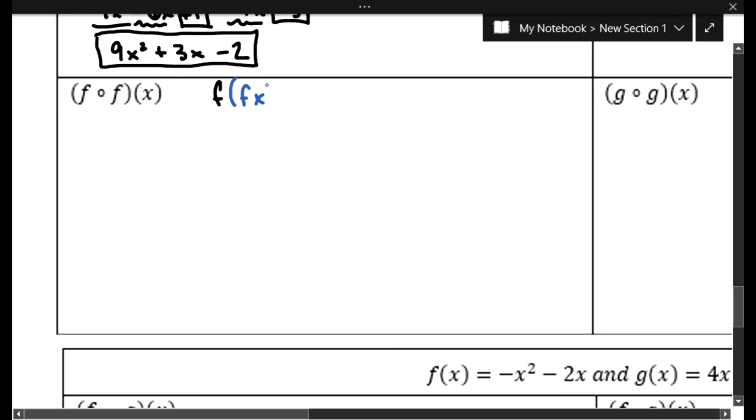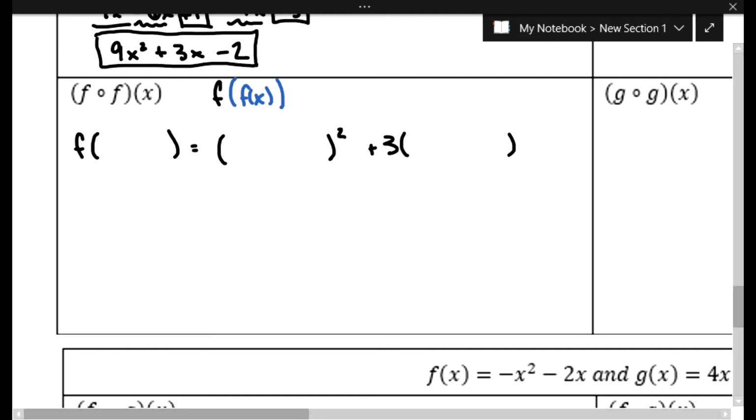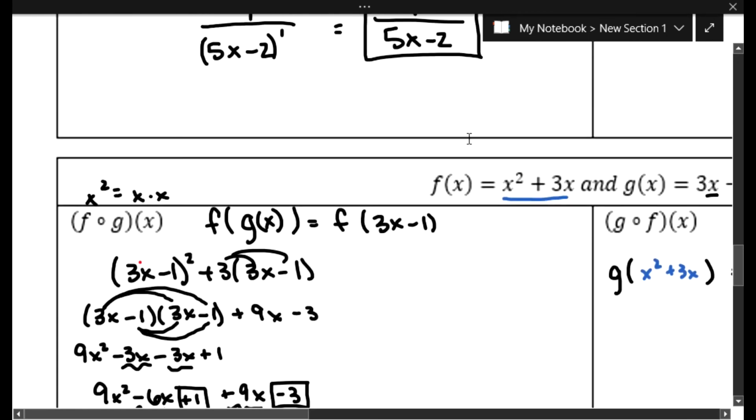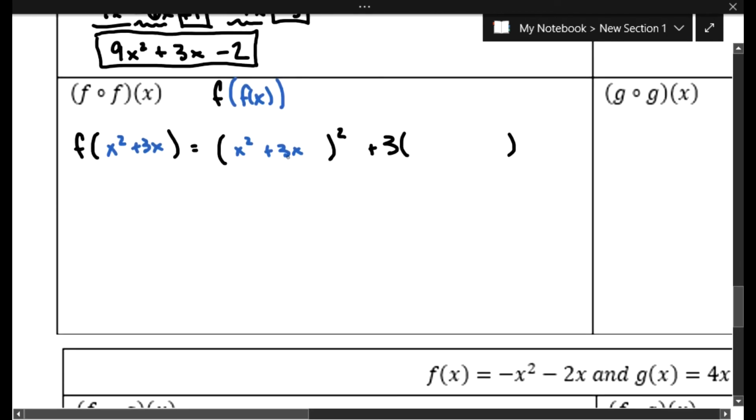Inside my f function, I'm going to plug in my f of x function. So that one was f of something is going to be equal to something squared plus 3 times something. And that something I'm going to plug in is x squared plus 3x. It's those two functions I gave you up here. I'm still using these two functions. So x squared plus 3x.